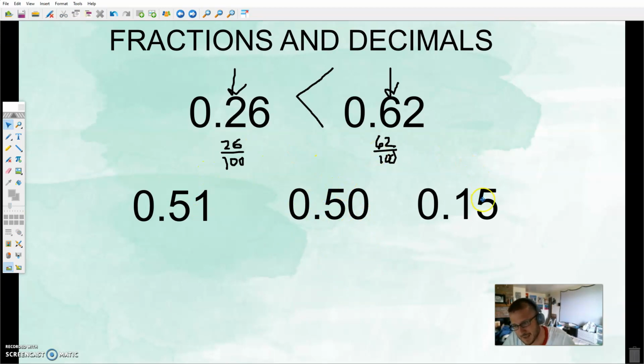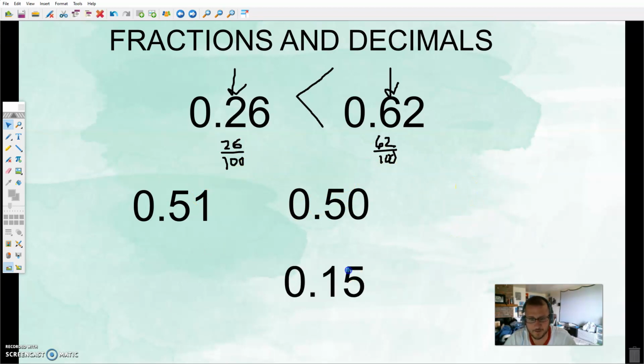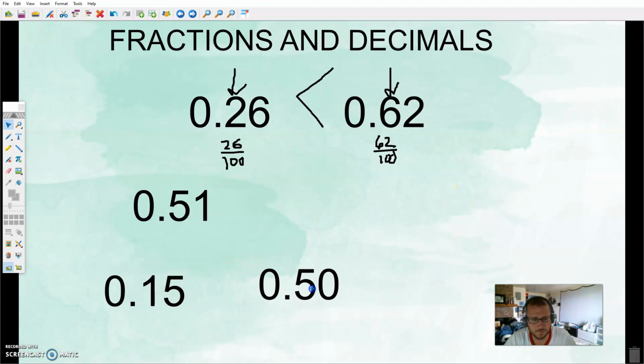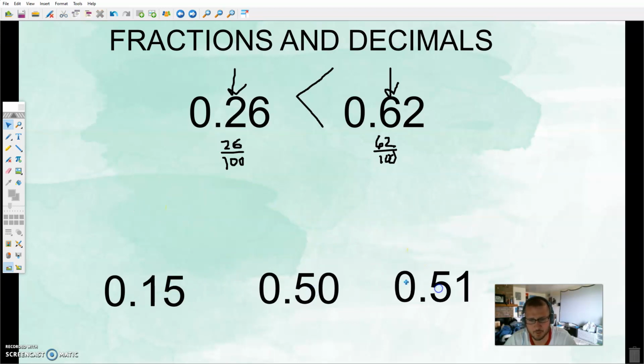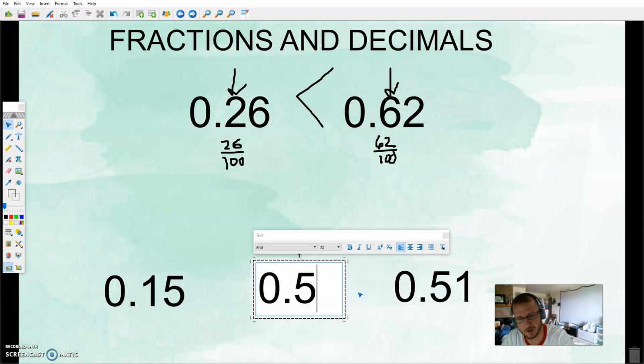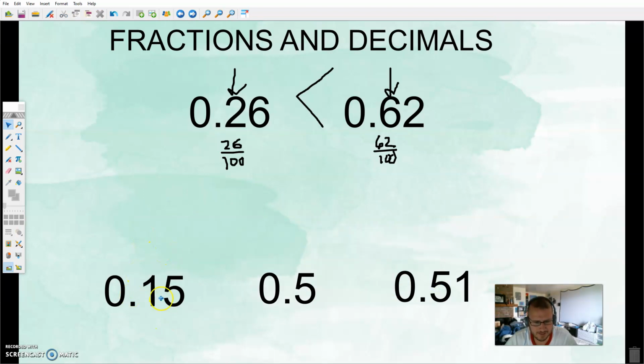Now, because they're the same number of digits, I can just compare 51, 50, and 15. 15 is the smallest, 50 is the middle, and 51 is the largest. So if I take that 0 off the end of it again, 15 hundredths is less than 5/10 is less than 51 hundredths. So that's how you would place those in order. Make sure that you think of them as the same number of digits so that 5/10 would be 50 hundredths. You can add as many zeros as you want to the end of something after the decimal place, and it does not change its value.